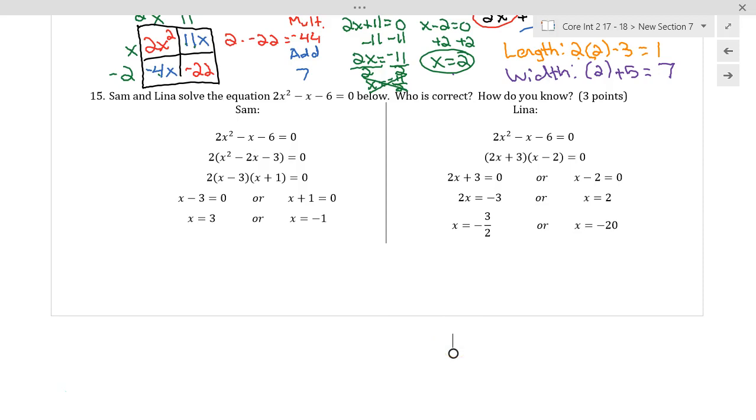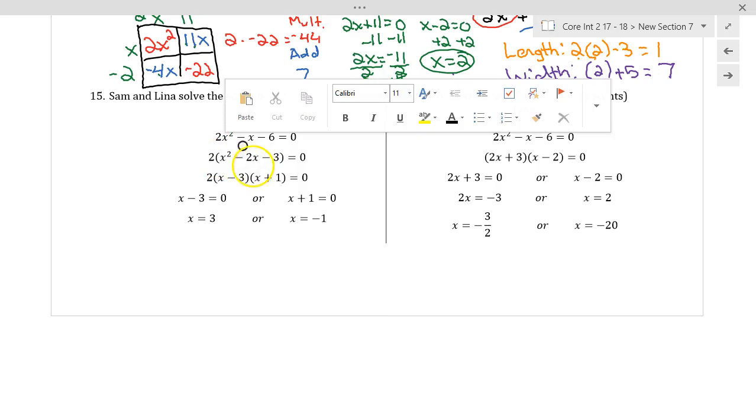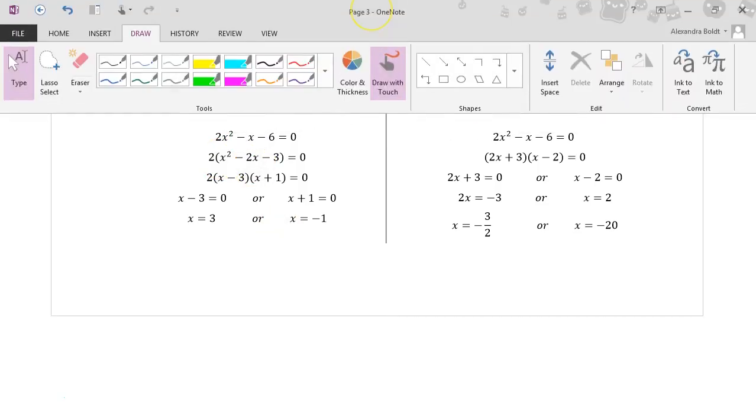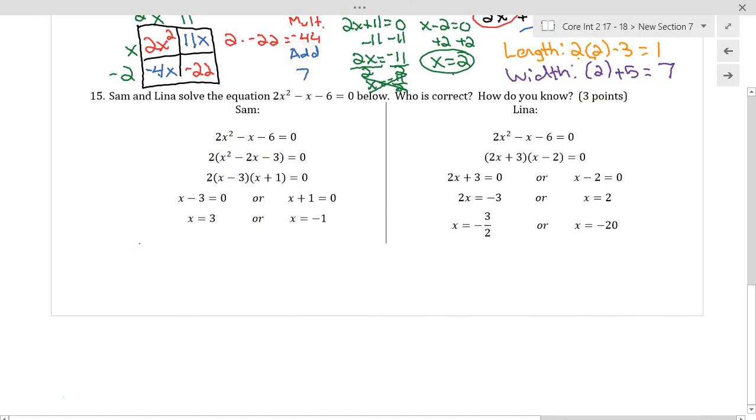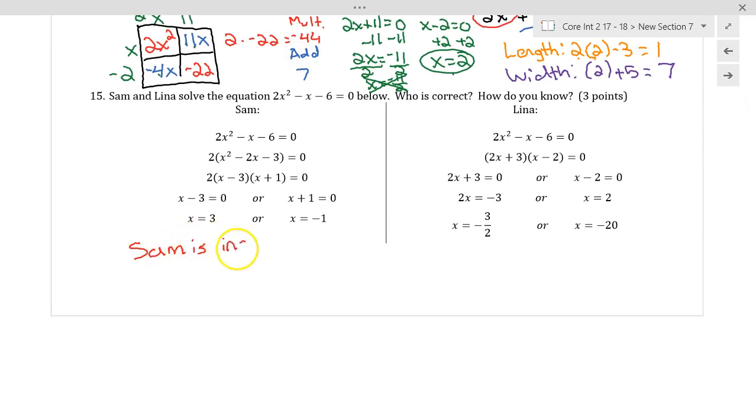Well, if you look at this, 2 divided by 2 is 1. Negative 1 divided by 2 is not negative 2. So, Sam is incorrect, because there is no GCF. And so be careful. You do want to take a GCF out, but only if there is a GCF. This one doesn't have one.